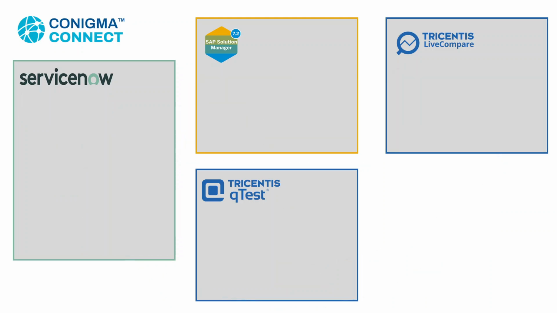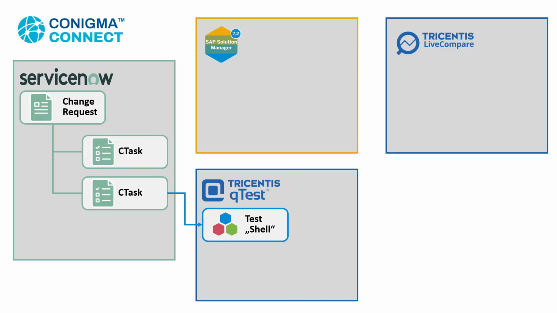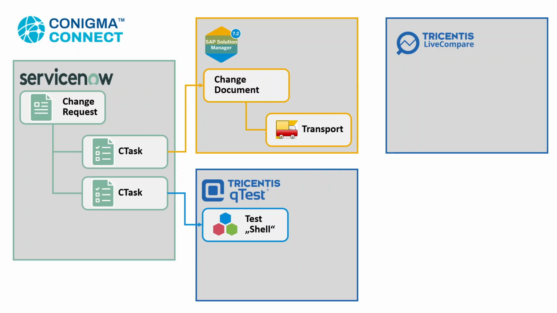First of all, in ServiceNow, in this demo example, we create a change request and then a CTask is created for test purposes. This automatically generates a test suite in Tricentis qTest via Conigma Connect. After that, the development task is created in ServiceNow. Now, automatically, Conigma Connect creates a change document in SAP Solution Manager, and based on that, transports are made, and development and customizing tasks are performed.